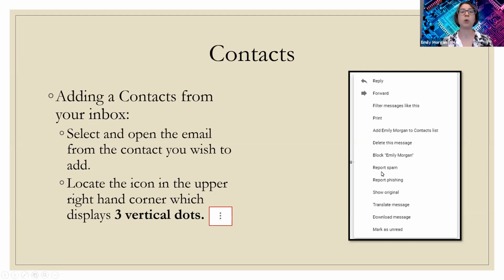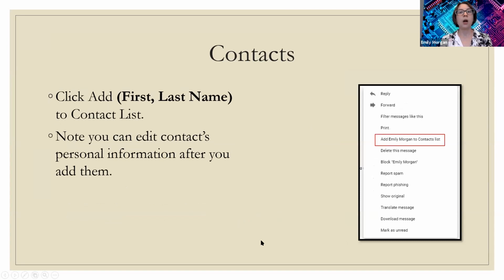But again, when you want to add someone to your contacts, go ahead and click those three vertical dots, and then you'll hit add whomever to contact list. So, like I said, click first and last name. Note, you can edit the contact's personal information after you add them.